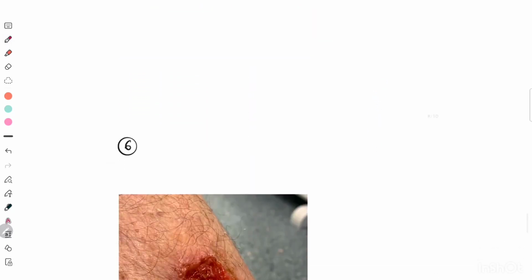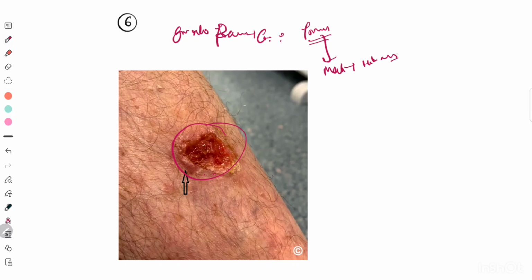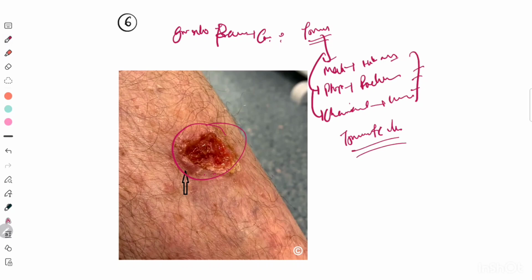Now we are going to mention the last ulcer. Here you can see, if a patient gives a history of recent trauma, then this type of ulcer can be seen, which I already discussed, known as traumatic ulcers. Traumatic ulcers can be due to mechanical trauma, like being hit by any object, physical due to radiation exposure, or chemical due to hazardous chemicals. These things can lead to a traumatic ulcer. So this type of ulcer is known as traumatic ulcer.